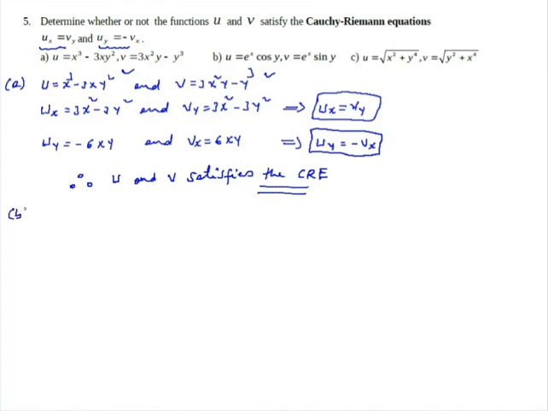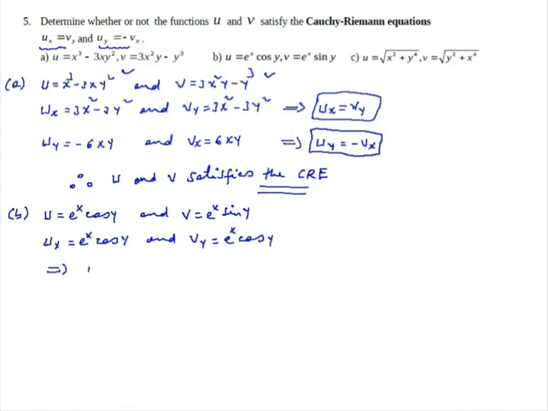Similarly, we go to b, where u is e to the power of x cos y, and v is e to the power of x sin y. Okay, so let's compare ux and vy. ux is e to the power of x cos y, and vy is e to the power of x cos y. So from this we can see that ux and vy are the same.